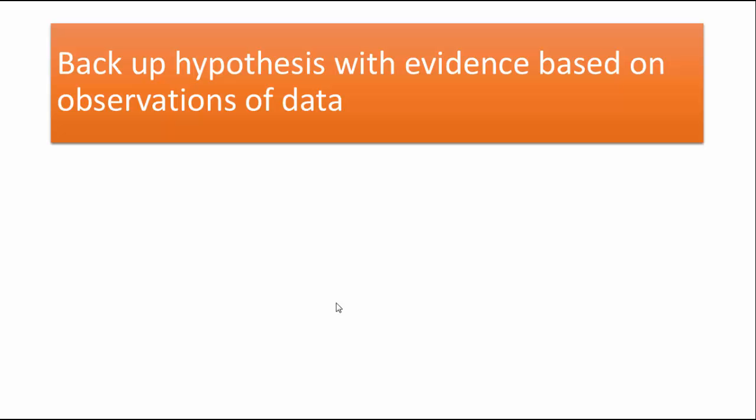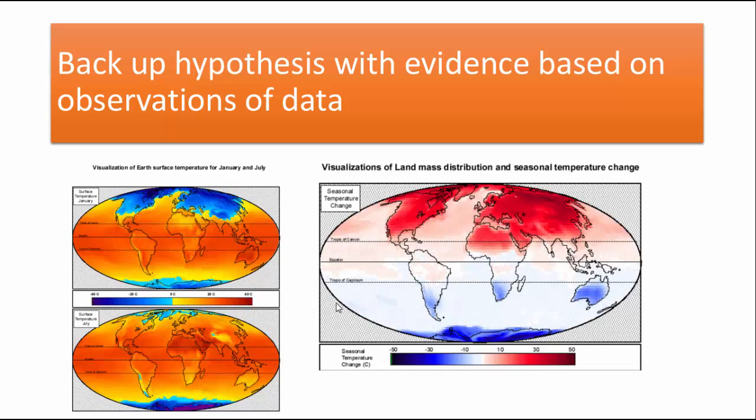In Lab 2, you put forward a hypothesis about why the Northern Hemisphere has a warmer summer and a colder winter than the Southern Hemisphere. And hopefully, you supported your hypothesis with evidence from maps of surface temperatures and surface temperature difference we looked at as part of the lab.